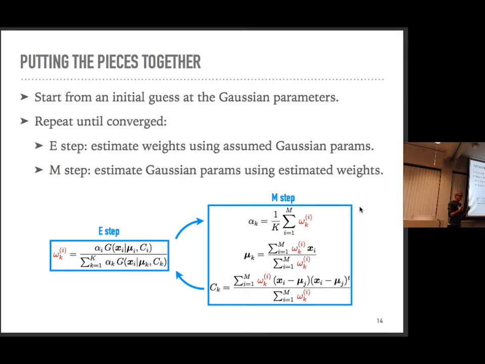Okay, so it's kind of like a trick, right? It's sort of a sleight of hand. There's two things we don't know, and we alternate between pretending we know one of them to calculate the other, and then pretending we know the other one to calculate the first one.